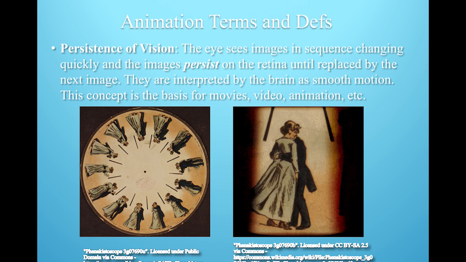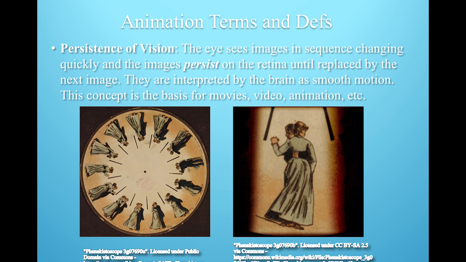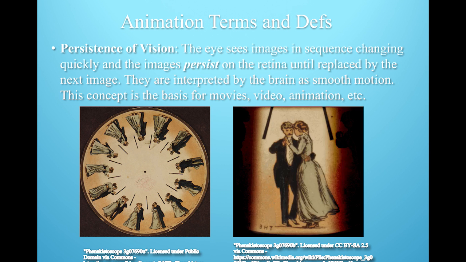Then the persistence of vision. This is that thing that makes you see things moving. So the eye sees images in sequence changing quickly, and the images will persist on the retina until they are replaced by the next image. They are interpreted by the brain as smooth motion. This concept is the basis for movies, video, and animation, etc.